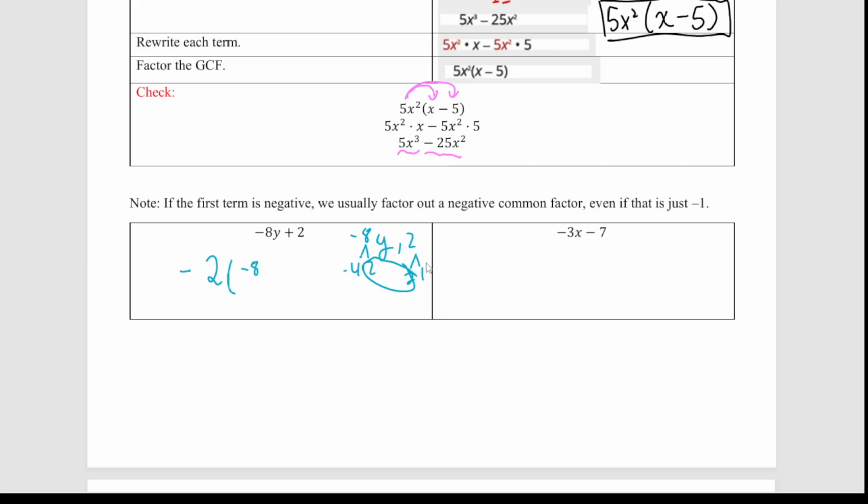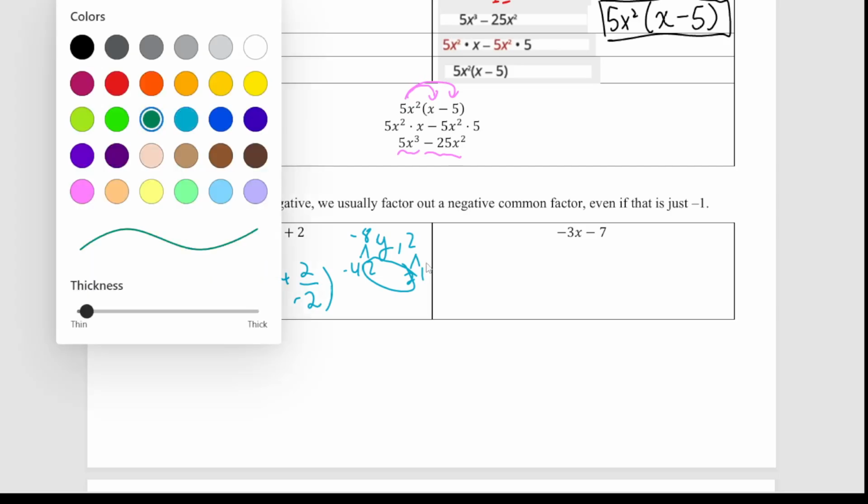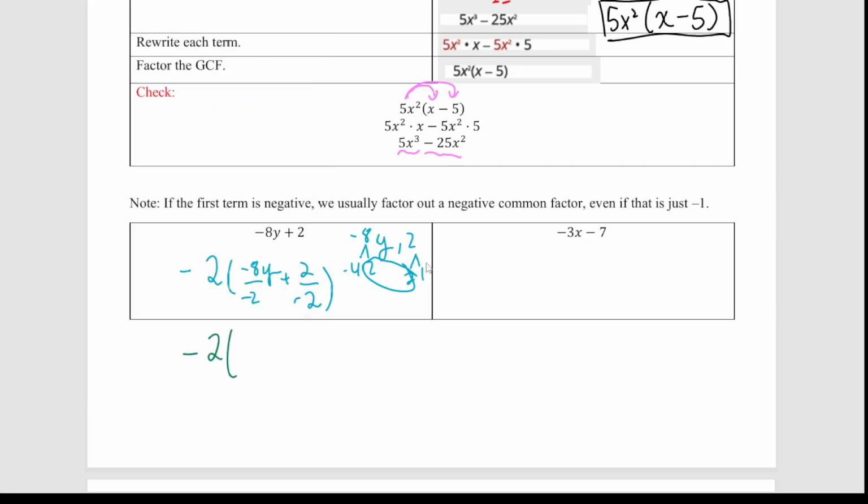So then I would have negative 8y divided by negative 2 for that term, and then 2 divided by negative 2 for the other term. Then when I simplify, I'm going to have negative 2 times: negative 8y divided by negative 2 leaves me with a positive 4y, and 2 divided by negative 2 gives me negative 1. Now this division that I'm explicitly writing, I'm doing just for pedagogical purposes. Most people do that division in their head, but feel free to still write it out, especially whenever you are earlier on in doing the factoring. Explicitly writing out each step can be very helpful.